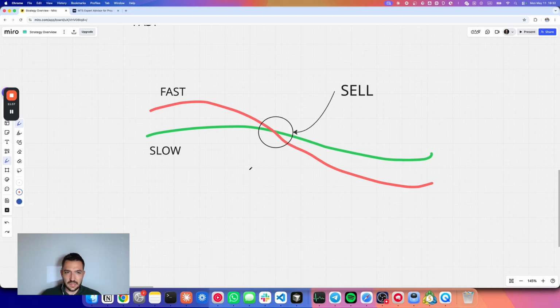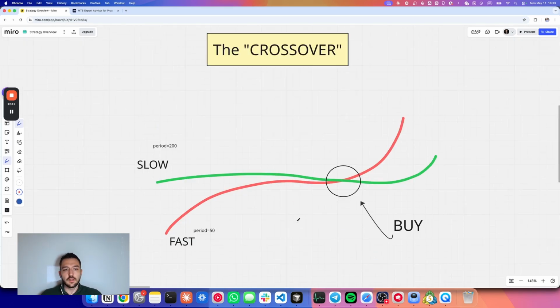Vice versa, the sell means that the fast one is crossing the slow one to the downside. Right here you enter a sell, and again, as we said, hopefully you're going to take some profits down the line. And now that we explained the strategy, let's get into the strategy tester in MetaTrader 5, see some trades, see some features that we added to the crossover, and backtest it.